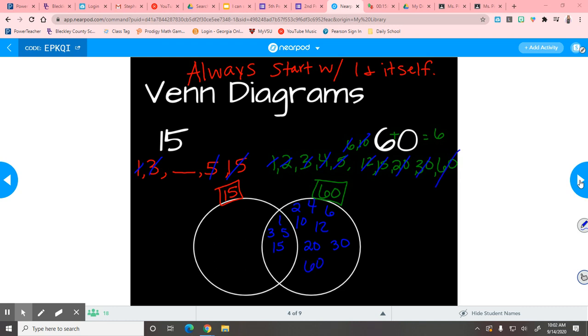Now we can look and see what they have in common. What's the greatest common factor there? What's the biggest number in the middle? 15. So guess what your GCF is? 15.